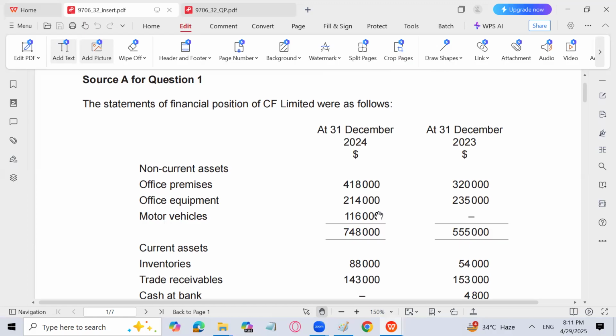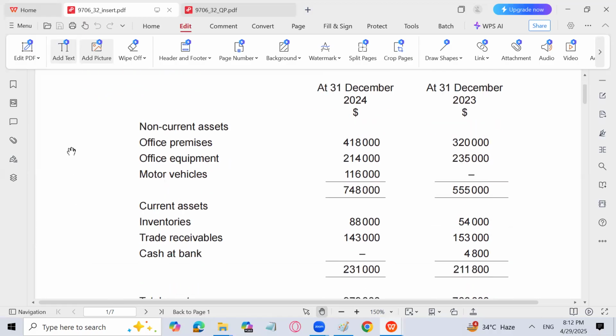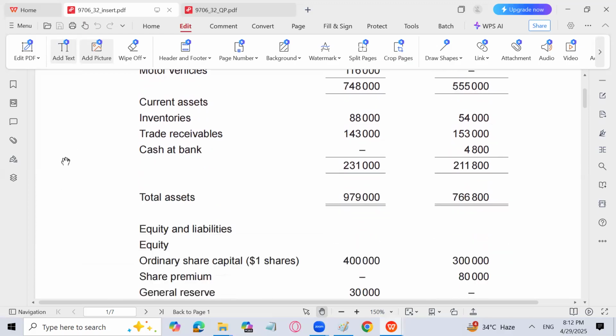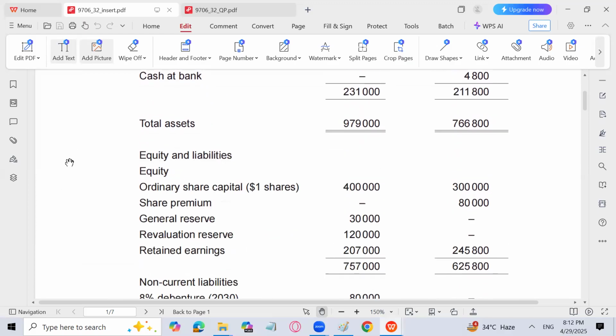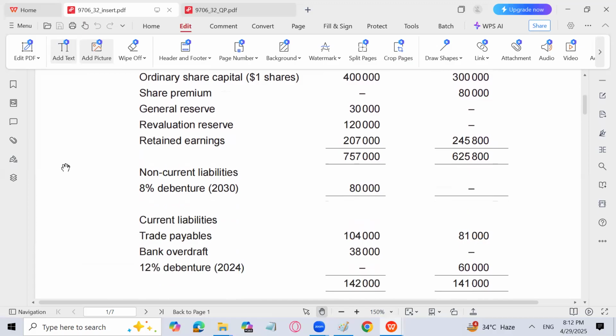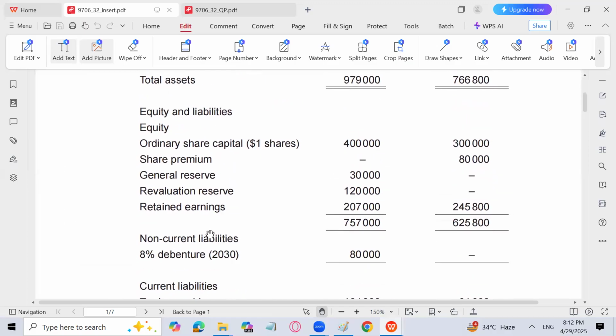Motor vehicle for both years is given; it was not there at the end of 2023. It means that it has been purchased recently in 2024. Current assets are given: inventory, trade receivable, cash at bank. Then equity and liabilities is given. Ordinary share capital was 3 lakh and now it has become 4 lakh. So it means that there is an issue of ordinary shares, 1 lakh ordinary share have been issued.